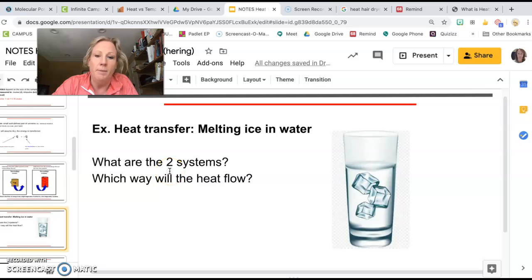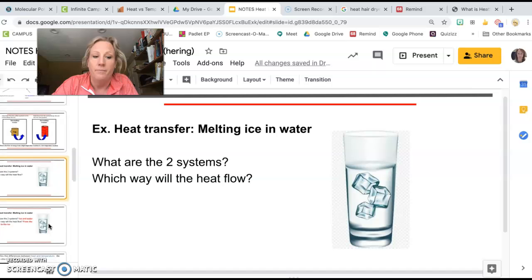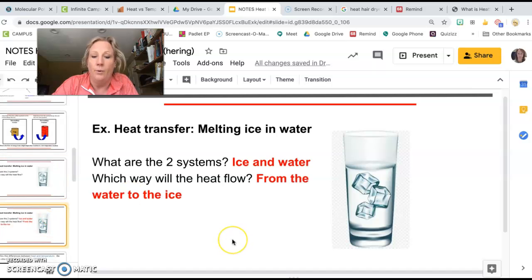So think about melting ice and water. The systems that we're focusing in on here would be the ice and the water, and which way is energy going to flow or heat flow. So the system is the ice and the water, and the energy is going to flow from the warmer to the colder. So it's going to go from the water into the ice.